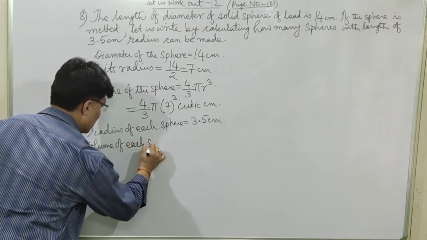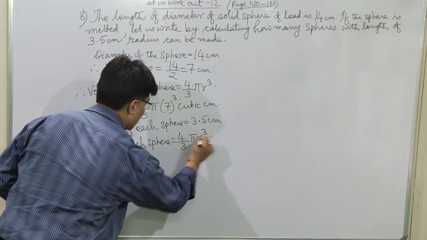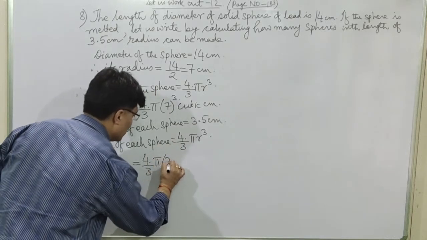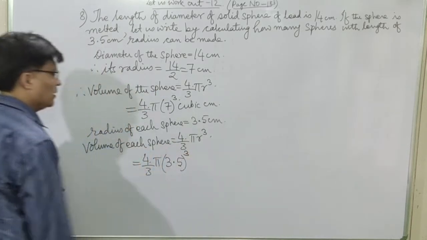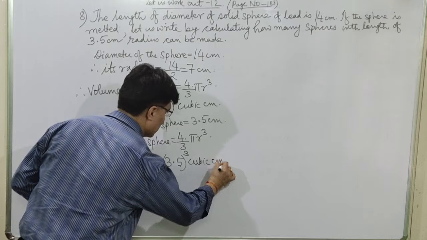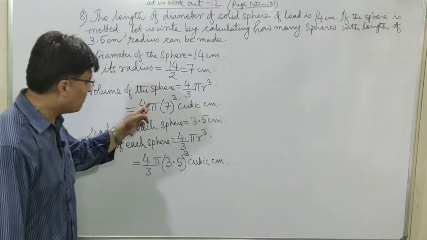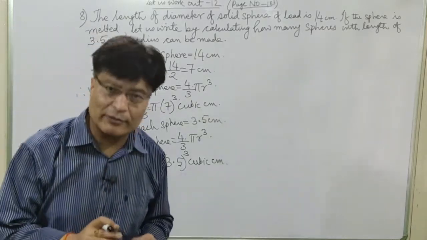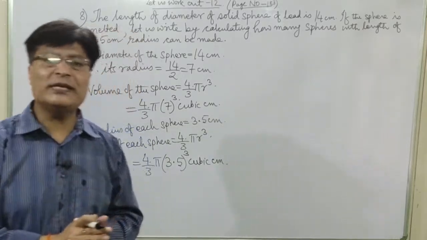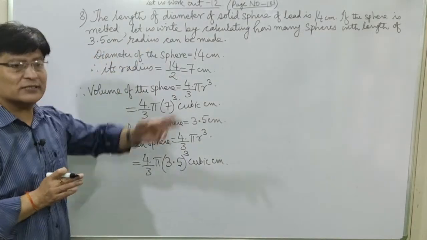So volume of each sphere is equal to 4/3 pi r cube, which is equal to 4/3 pi, what is r whole cube? This is your 3.5 whole cube. So what is its unit? Its unit is cubic centimeter. So in this case also don't put the value for pi, okay? त यसमा हामीले पाई हालिन भने चाहिँ यसलाई सिम्प्लिफाई गर्नु एकदमै सजिलो परिहाल्छ। ठीक छ? So अब how many spheres can be made भन्दैछ? How many spheres of radius 3.5 centimeters can be made?